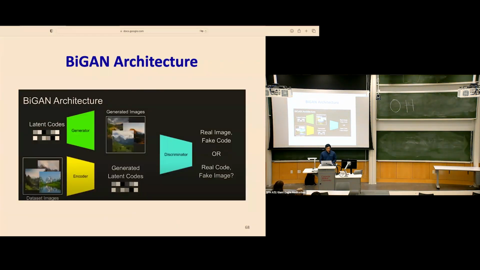All right, so this is a more pictorial representation of what's happening. You can see that latent codes go through the generator and create generated images. At the same time, latent codes are being generated from dataset images by the encoder. So not only do we have a generator and discriminator, we add an additional encoder, which gives us two sets of inputs to the discriminator. One set is with a real image and a fake latent code, and the other one is with a real code and a fake image. So a BiGAN has knowledge of the regular mapping as well as the inverse mapping, and that's what makes it so useful.